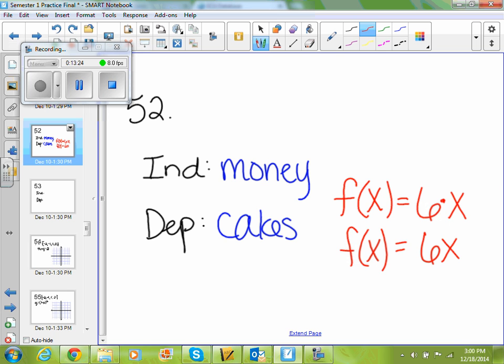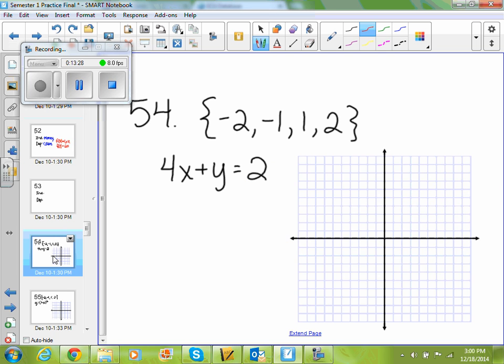So any questions on 52? Okay, skipping to 54. Graph each function for the given domain, and we're given -2, -1, 1, and 2. So if we're given the domain, then that's our x value. So I know that for my x values, I'm going to use -2, -1, 1, and 2.